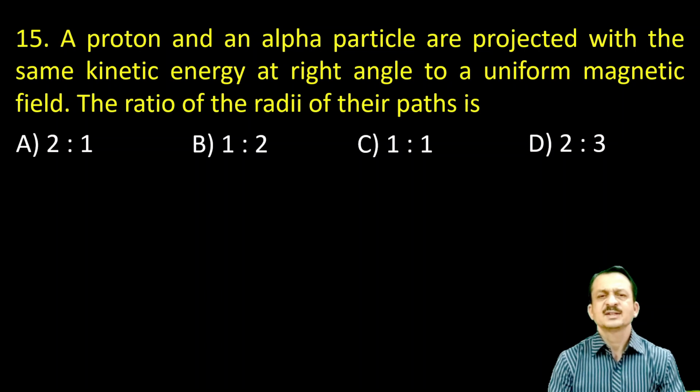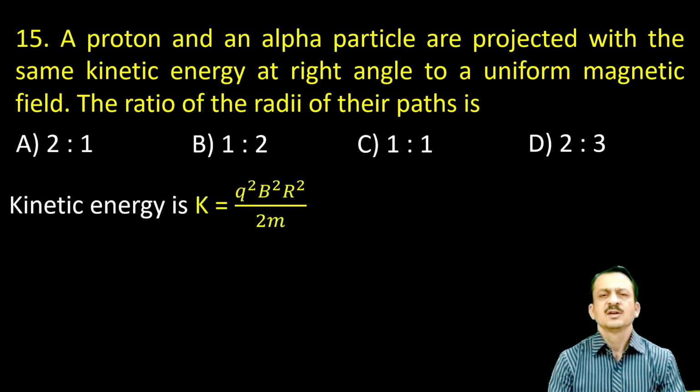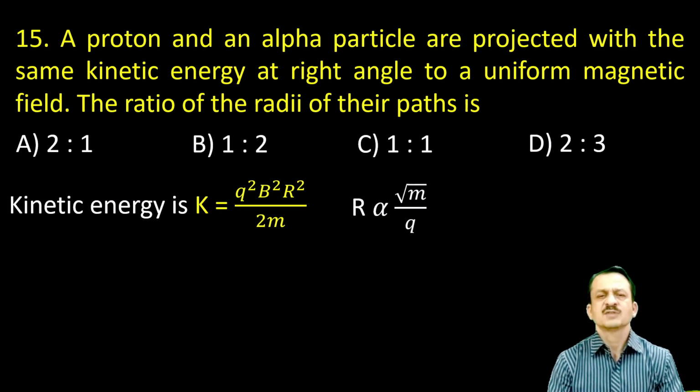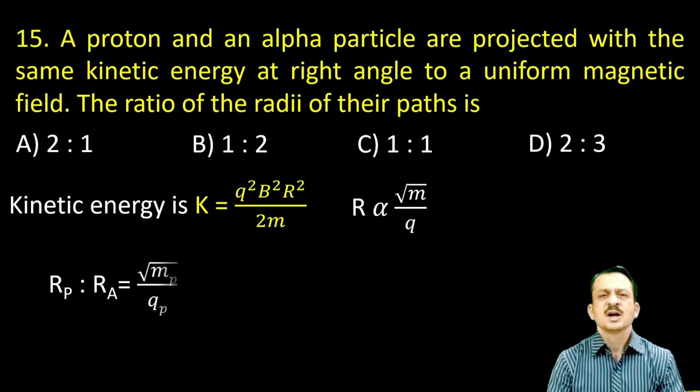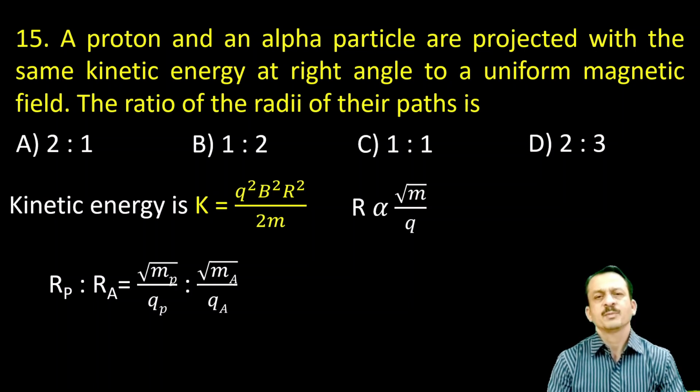Since the kinetic energies are equal, the radius is directly proportional to the square root of the mass and inversely proportional to the charge. That formula we know. Now apply the same formula for the proton and the alpha particle. That is Rp is to Ra, that is alpha, is equal to square root of mp, mass of the proton, divided by charge of the proton Qp, is to square root of ma, mass of the alpha particle, divided by charge of the alpha particle.